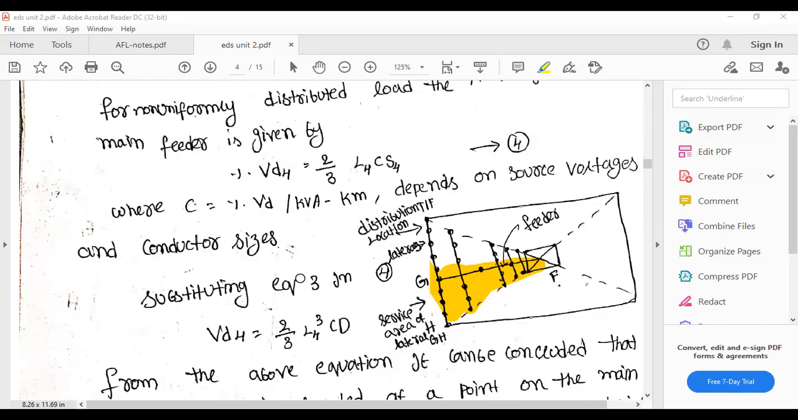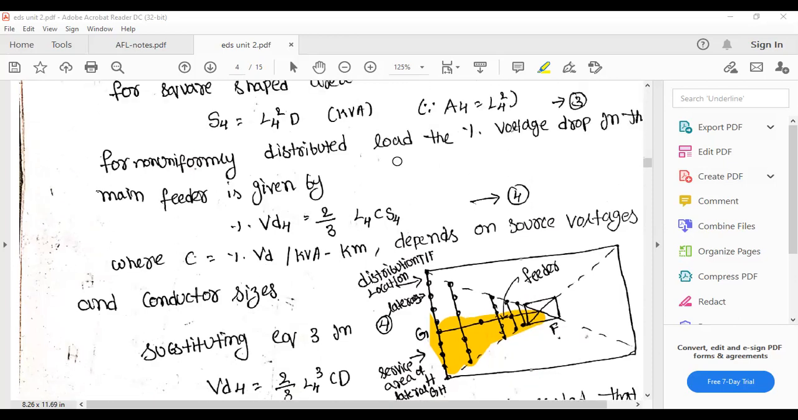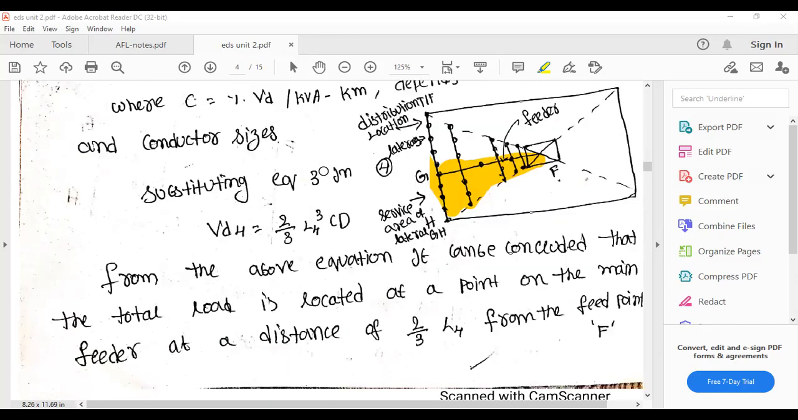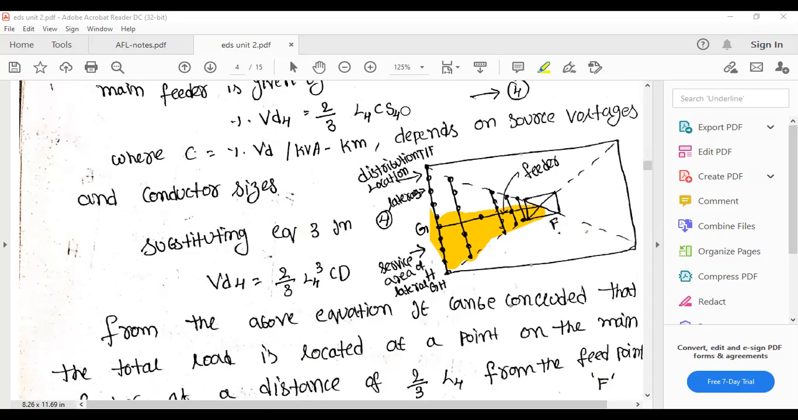Next, substituting equation 3 in equation 4. Equation 3 is S4 equal to L4 square into D. Substituting S4 in equation number 4, L4 square into L4 is L4 cube. Therefore, VD4 is equal to 2 by 3 L4 cube C D.